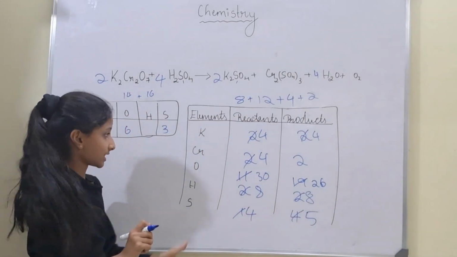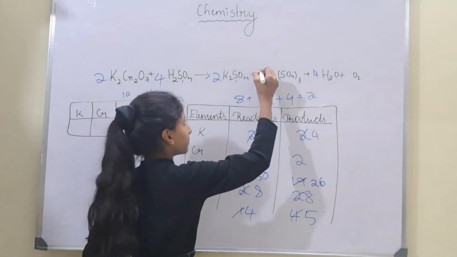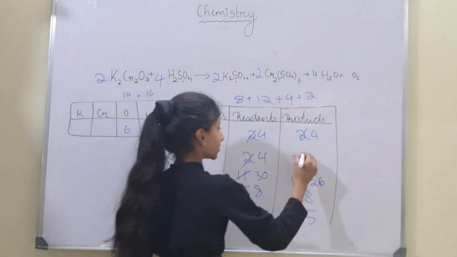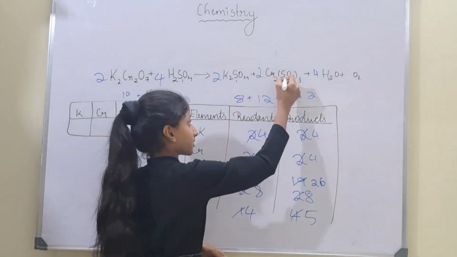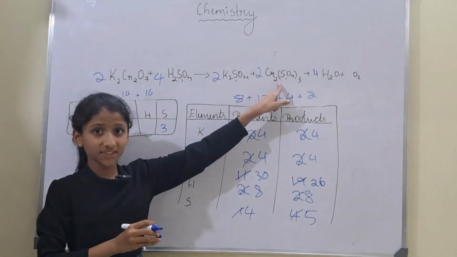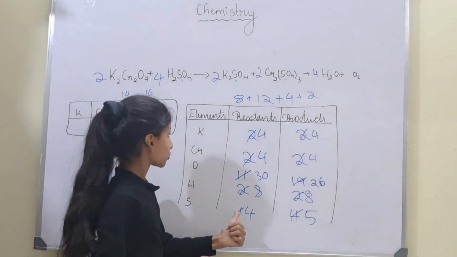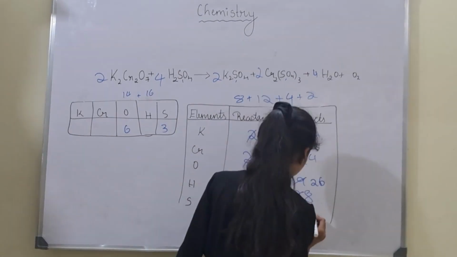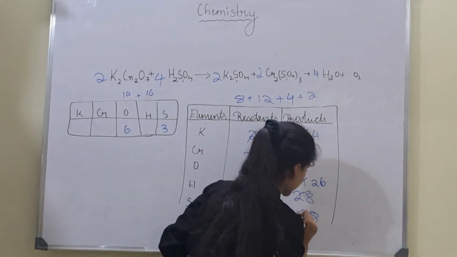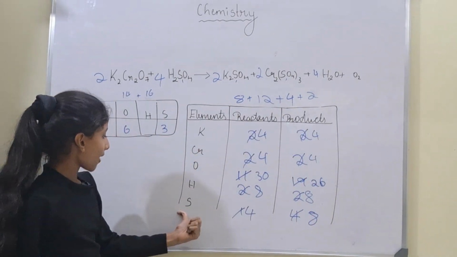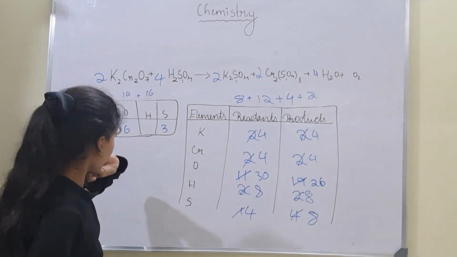Next, let's balance chromium. Now I have to change this 2 into 4. So I'll put here 2. 2 times 2 gives us 4. And 2 into 1, subscript is 1. So 2 times 1 gives us 2. Again we have to multiply it with 3. 2 into 3 gives us 6. So sulfur will become, we have to include this also 2. So it will become 8. 6 plus 2, 8.